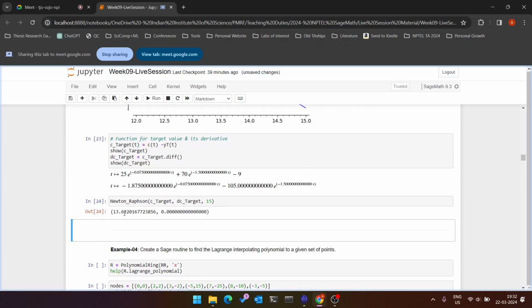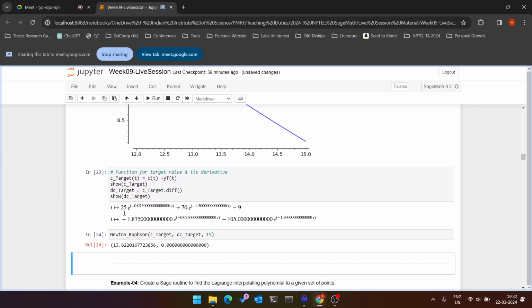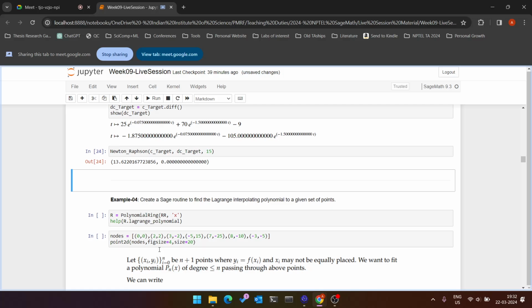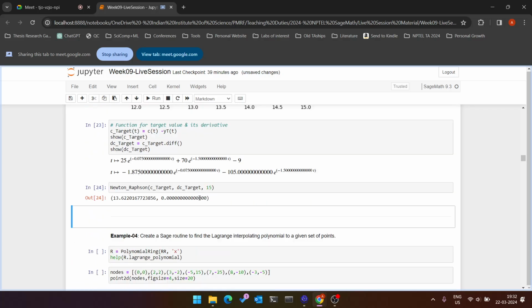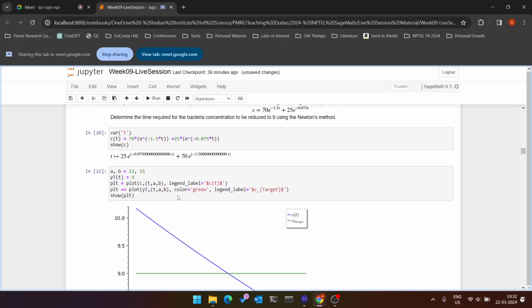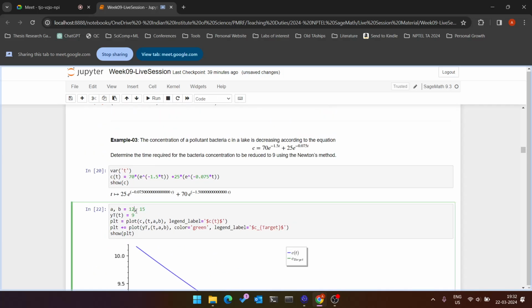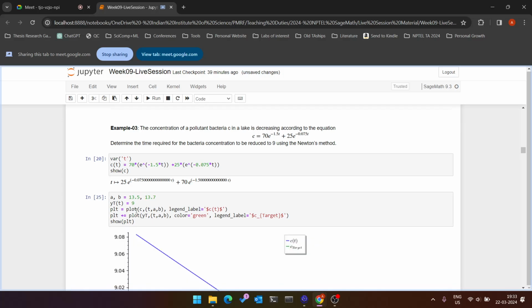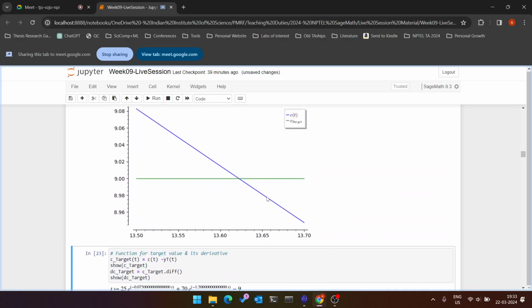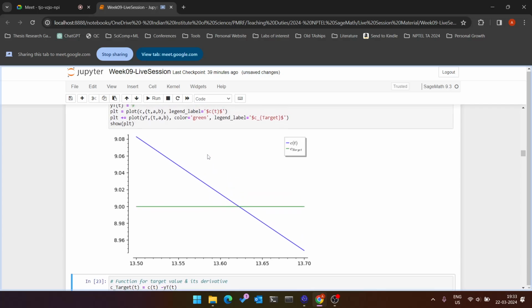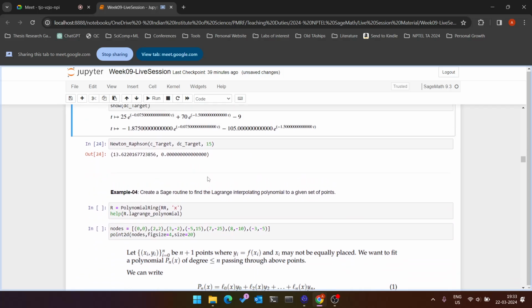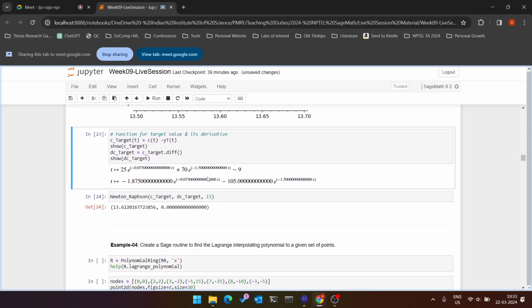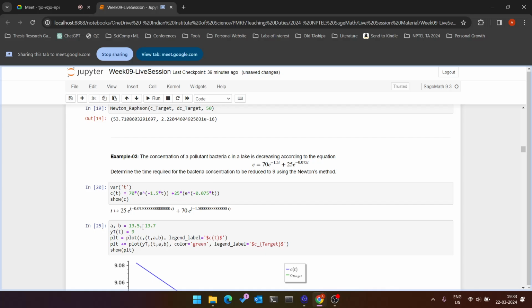So the solution looks like 13.622, which also matches what we see, and the error that comes out after perhaps a lot of iterations is 0. So if I just run this, okay, so 13.62. Yeah, this clears this particular example as well, quite straightforward.